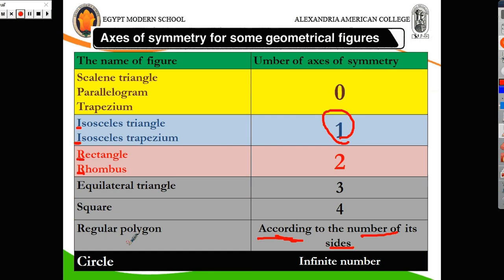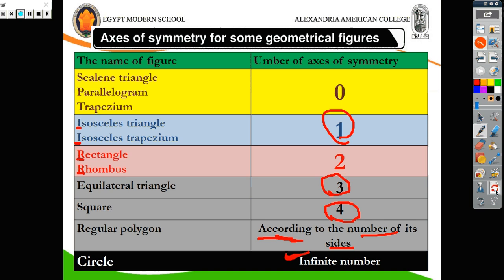Okay, what's the meaning of regular polygon? Regular polygon means any shape whose sides are equal and its angles are equal also. Equilateral triangle, the sides equal and angles equal. How many sides in a triangle? 3. Then the axes of symmetry, 3. Square, how many sides? 4. Then square, 4. Regular pentagon, 5. Regular hexagon, 6. Circle, infinite number. Okay?